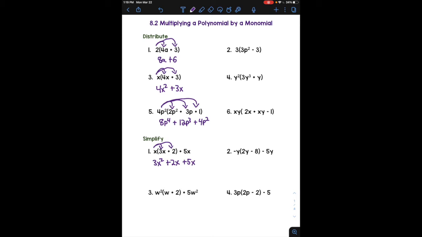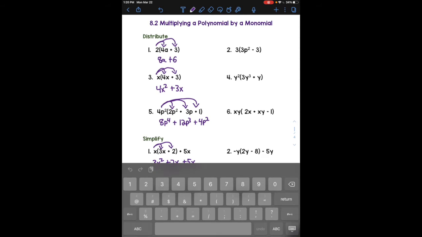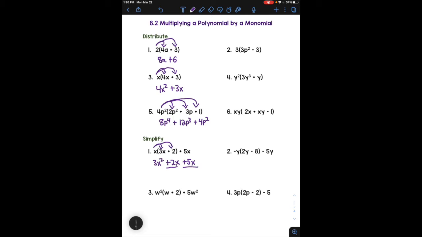Are there any like terms in this expression that we could combine? Yes, there are. The 2x and the 5x are like terms because they have the same variable with the same exponent. So we could combine those terms to get our answer 3x squared plus 7x.